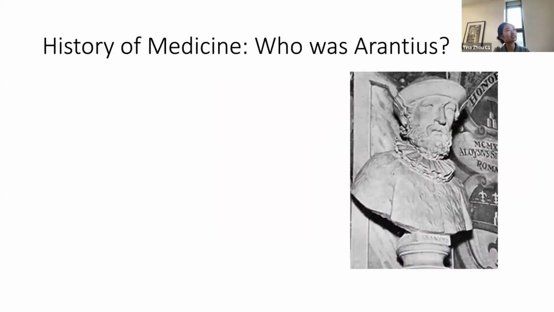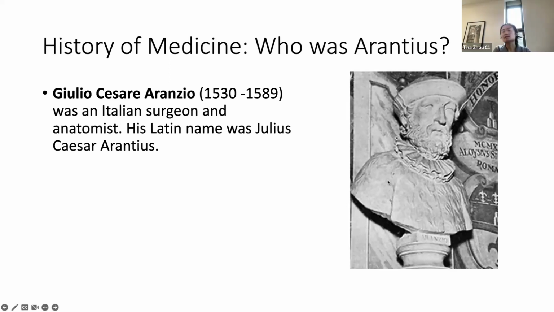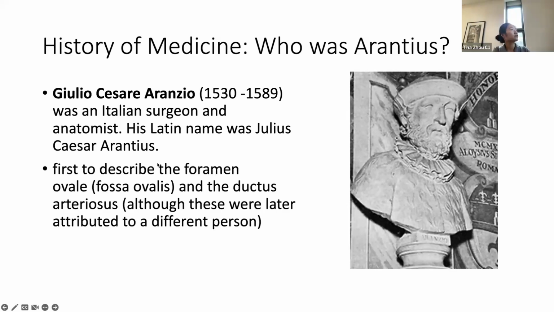Now, who's Arantius? This was Arantius. He's so old that we don't have a painting, just a bust. He's from the 16th century, an Italian surgeon. His Latin name was Julius Caesar Arantius, hence nodules of Arantius. He was first to describe multiple structures, the foramen ovale and the ductus arteriosus, although apparently some of these discoveries were attributed to other people, so take that with a grain of salt, but he definitely named the nodules.